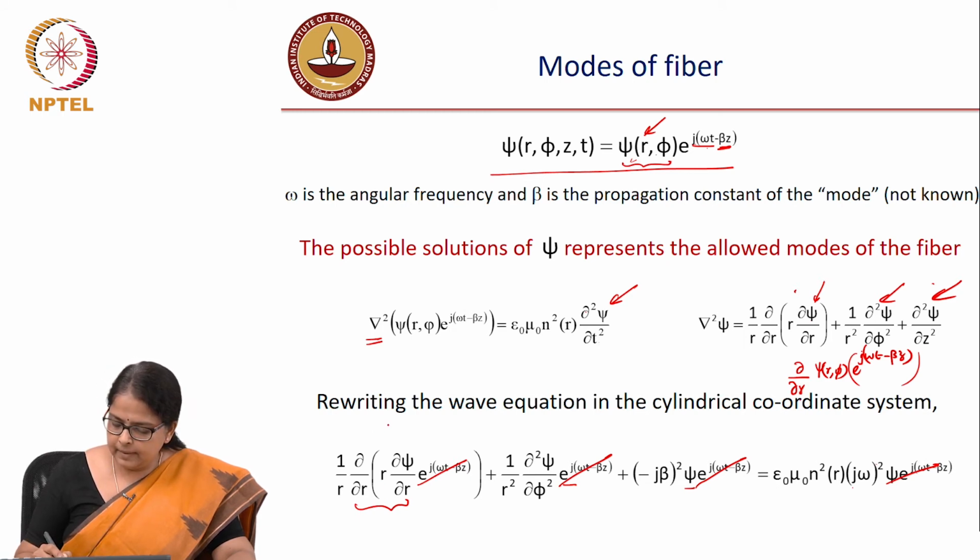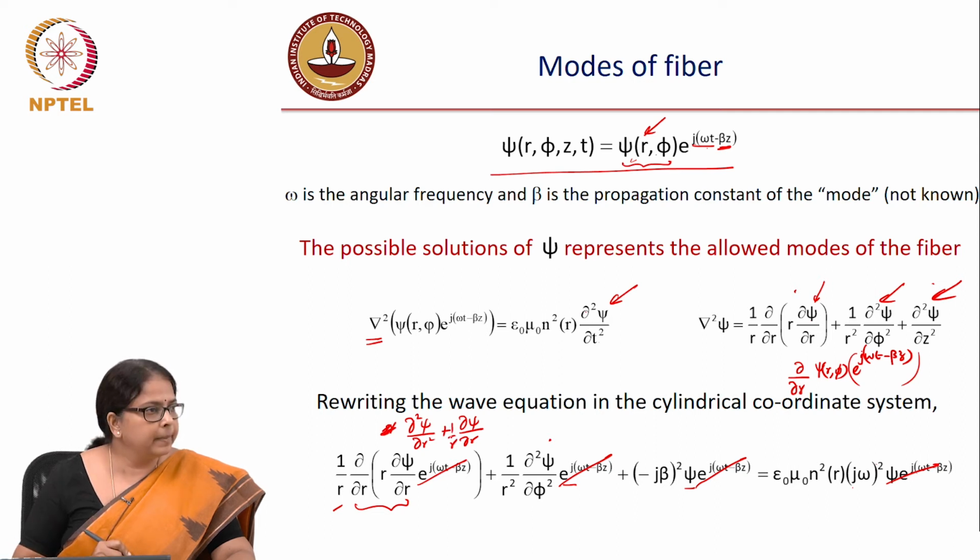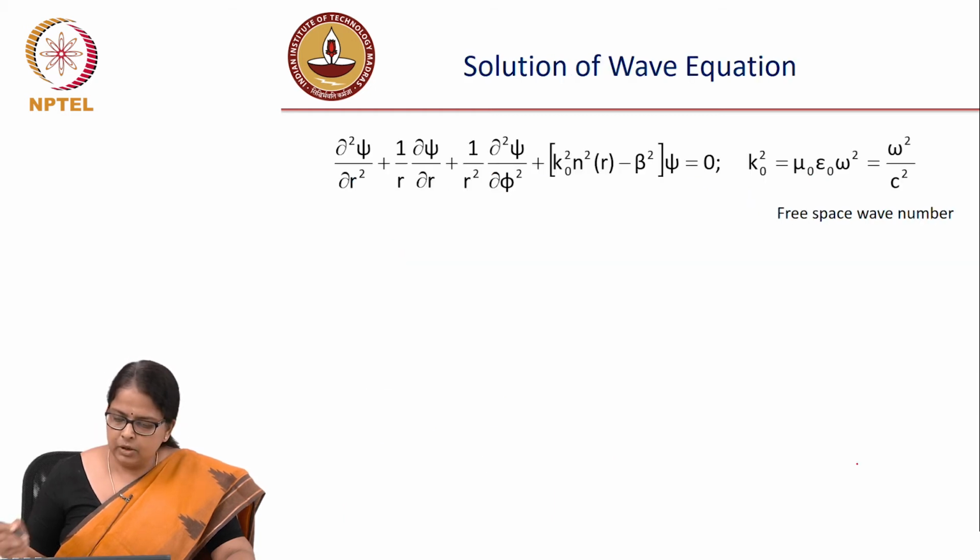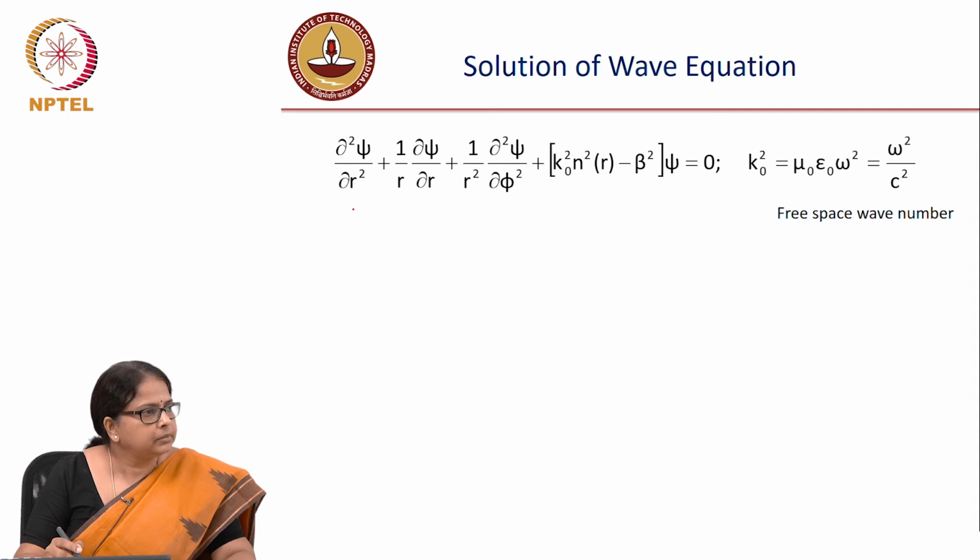This would be r ∂²ψ/∂r² plus ∂ψ/∂r, and then there is a 1/r. So, because of this 1/r, I will have this 1/r. Here I do not do anything. Here I write it as minus β²ψ. Here I write it as minus ω². Okay. So, when I do this, this is what I get.